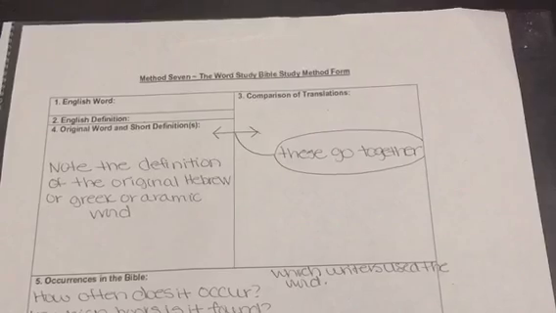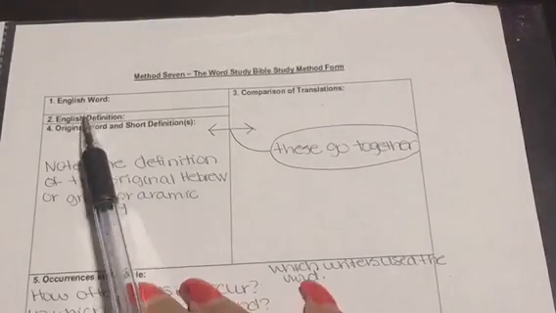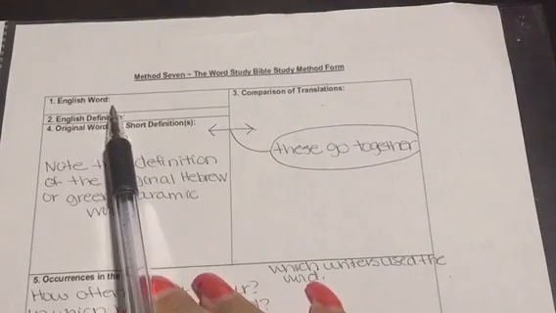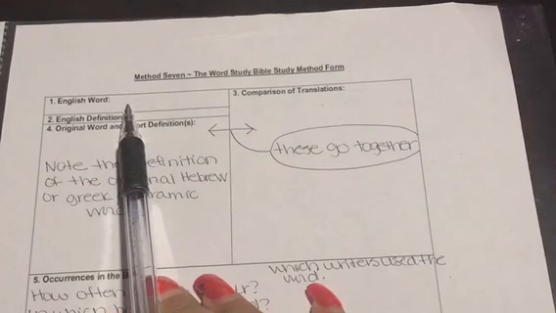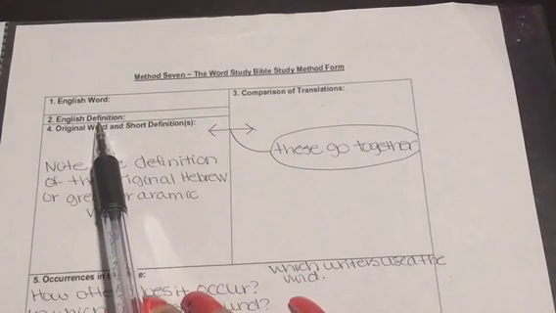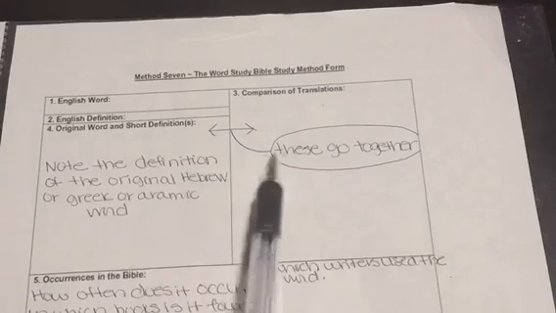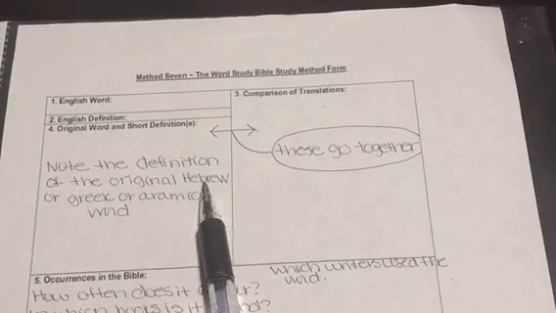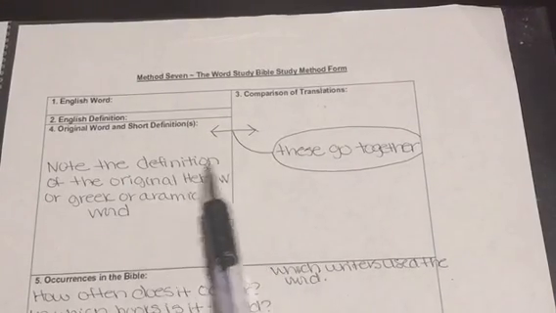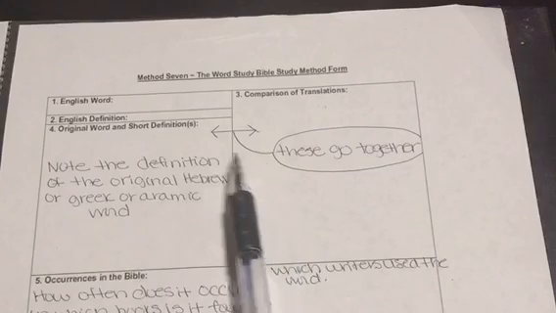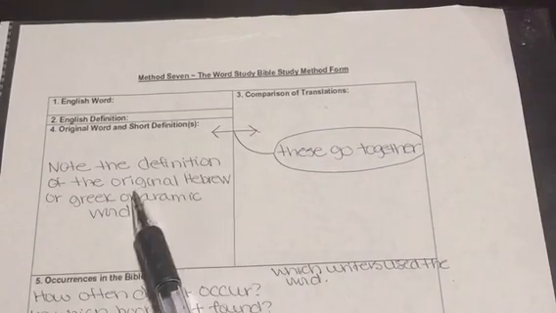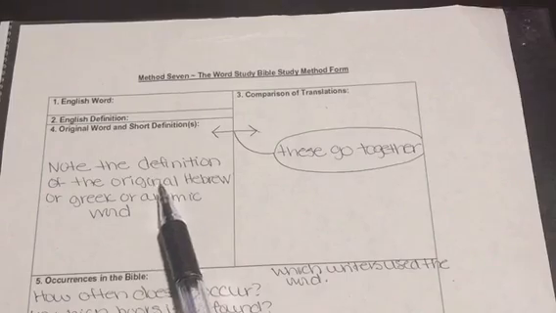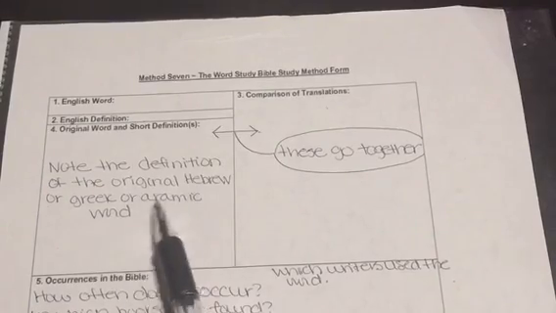All right, so at the top, the number one thing we're going to do is, of course, write the word that we are going to be doing a word study on. The next part is the English definition. 3 and 4, if you guys watch my other videos on word studies, you know these two go together. So here we'll be looking at the comparison of Hebrew and Greek words. We'll find the definitions for those words, whether it's Hebrew, Greek, or Aramaic.